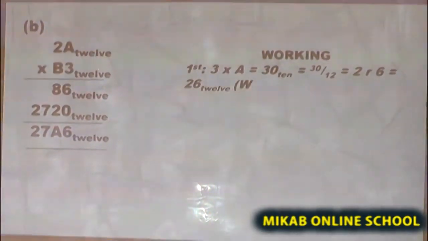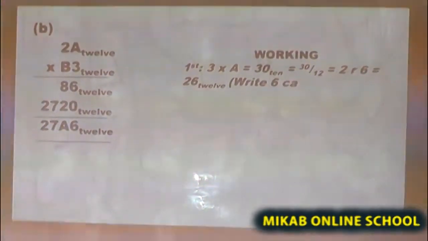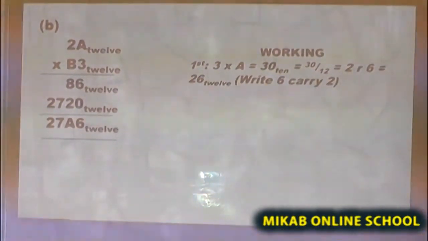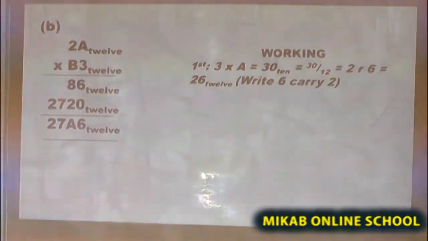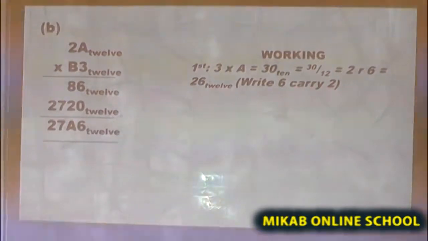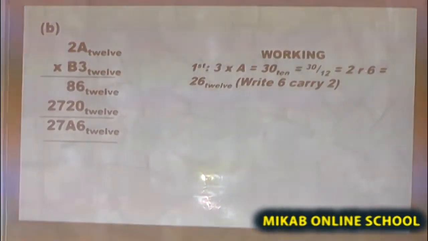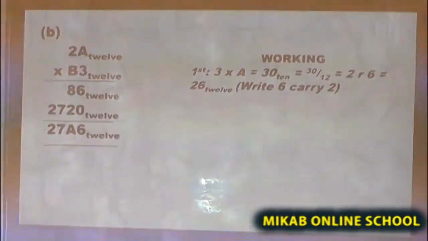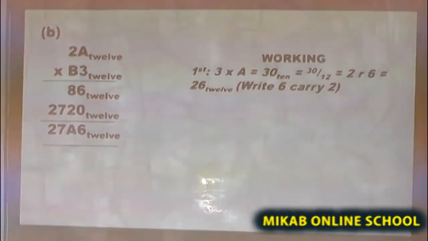Now because we are working in base 12, 30 is already more than 12. So we ask, how many groups of 12s can we find in 30? Well, you agree with me, we'll find 2 groups of 12 in 30. That means 12 can divide into 30 2 times with the remainder of 6. So we write the remainder, which we have here, and we carry 2.